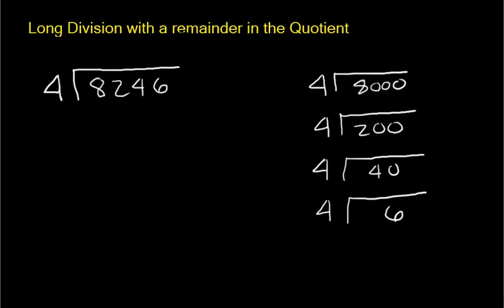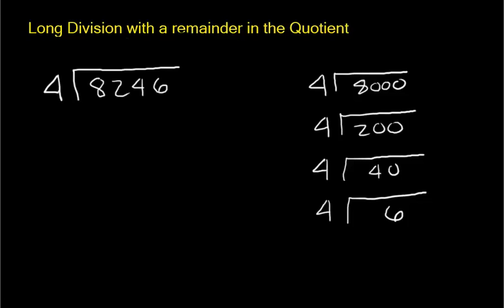Okay, now we have the second problem, which is the practice problem, and it's kind of similar to the problem we just did a minute ago. If you look at the right-hand side, I've shown you how we're going to divide this out. We're going to put 4 into 8,000. We're going to put 4 into 200. We're going to put 4 into 40 and 4 into 6. And you'll notice that 4 doesn't go into 6 evenly. So we're going to have a remainder in the quotient again.